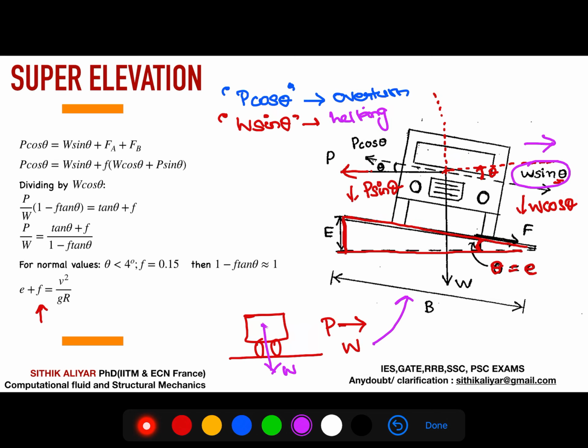Okay, so I think I made it clear how the W sin theta comes. So this is what super elevation is. By raising the outer edge, we get a new component of weight, which is called W sin theta. The W sin theta will be helping us in avoiding the overturning. So this is the definition.